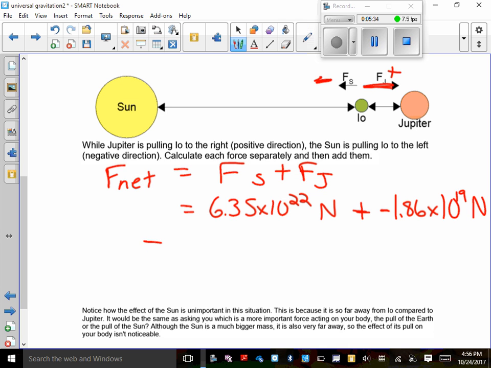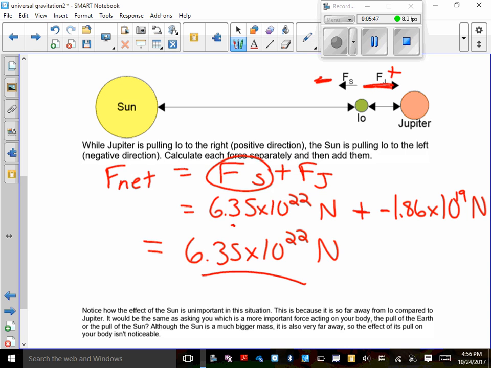Okay, once we add those two together using our calculator, we should get 6.35 times 10 to the 22 newtons. So notice that this was almost all just from Fs. That should have been Fj. Sorry, this one was Fj. And this one was Fs. Sorry, I screwed that up. Notice that this value from the sun was negligible because it was so much further away. So force of gravity really depends on how close you are.